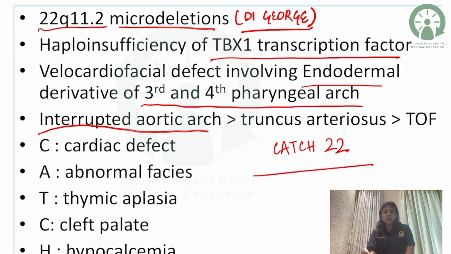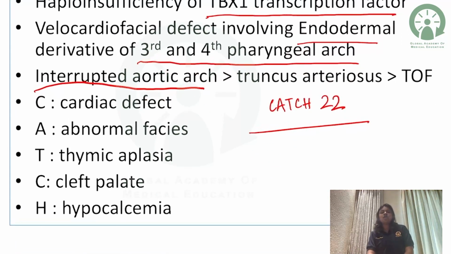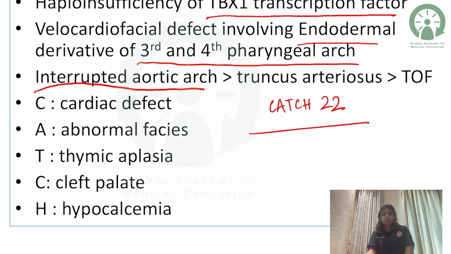So let us expand what is catch-22. C for cardiac defect, A for abnormal facies, T for thymic aplasia, C for cleft palate, and last H for hypocalcemia. So congenital heart disease or a syndromic condition which is associated with a congenital heart disease and that presents with electrolyte abnormality of hypocalcemia, the answer is DiGeorge syndrome.